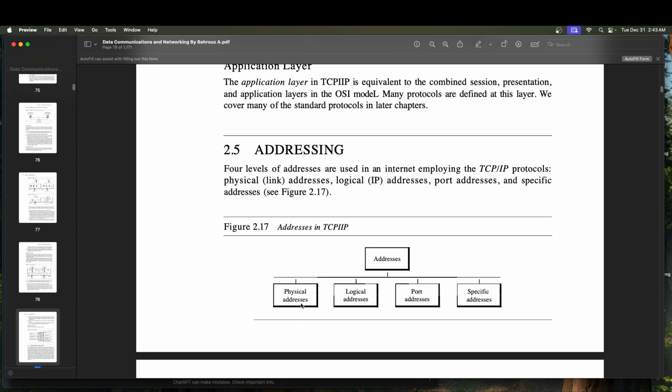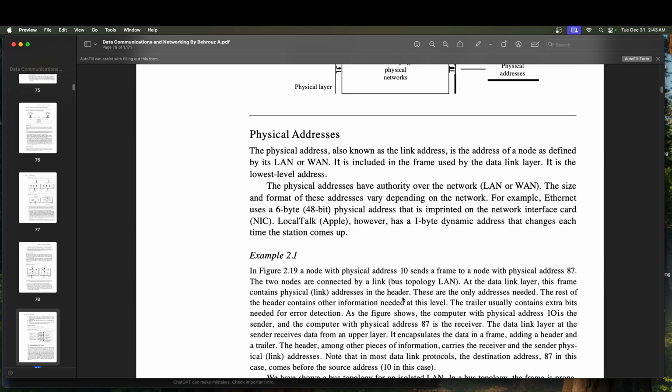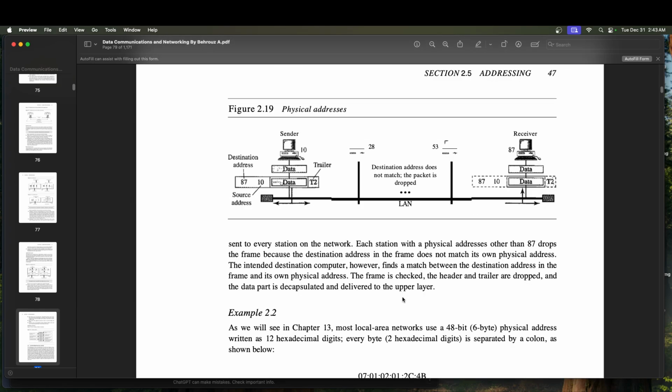Now addresses, the types of addresses. Physical address is the actual address of the device. Logical is like the IP address. Port address is basically the address of the application running on the physical device to which the data needs to be sent.